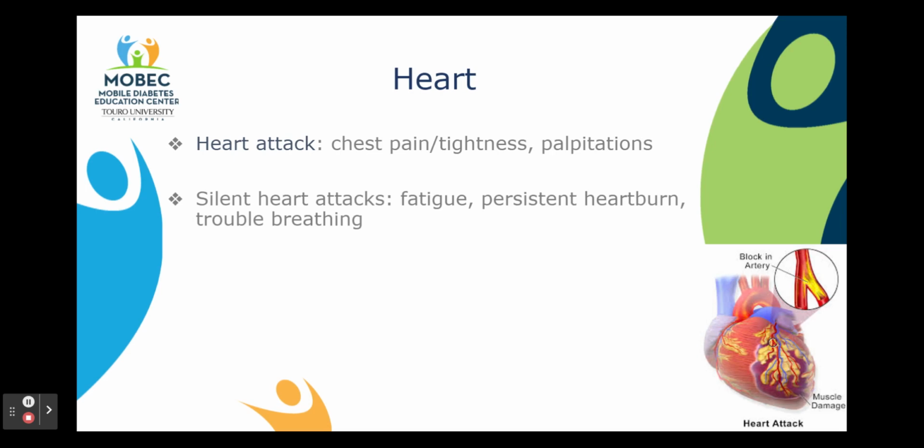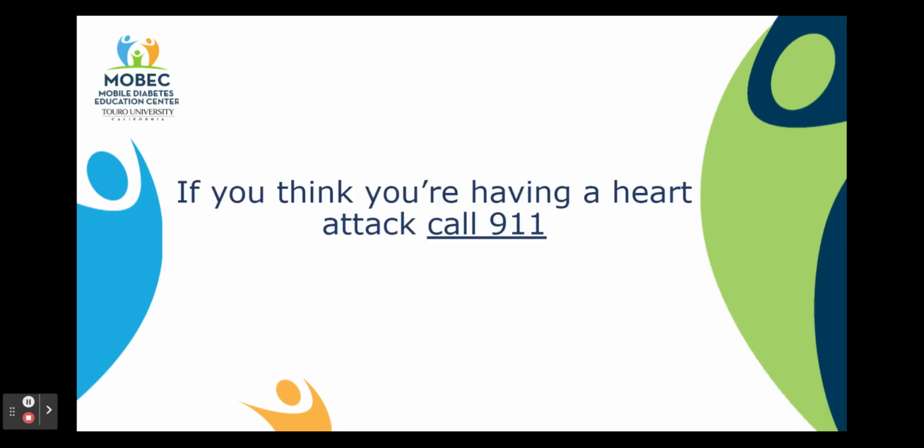If that is the case, be cautious for symptoms like breaking out in a cold sweat, having clammy hands for no reason, feeling lightheaded or tired for no reason, persistent heartburn, or trouble breathing, even when you haven't done much. If you have any of these symptoms, check in with your health provider right away. If in doubt, call 911. For follow-up treatment and care, see a cardiologist along with your primary care provider. And remember, if you think you're having a heart attack, call 911.